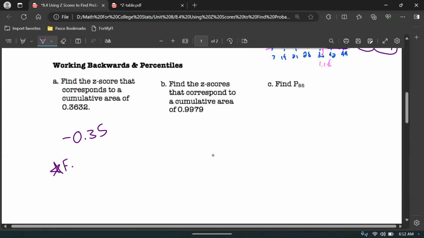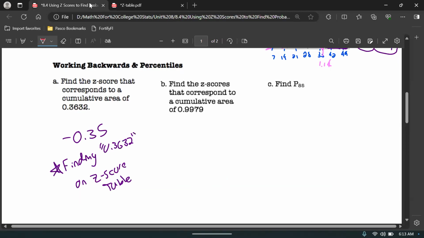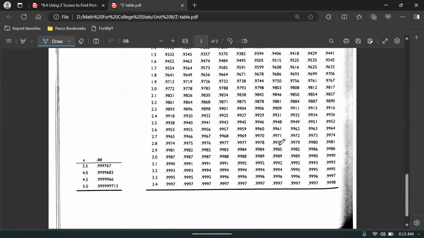And that's just finding 0.3632 on the z-score table. All right. Find the z-score that corresponds to the cumulative area 0.9979. So same thing, we're going to go finding this one. Let's change the color while we're at it. What is it? 9979. So that's going to be way at the bottom here. It's a big one.